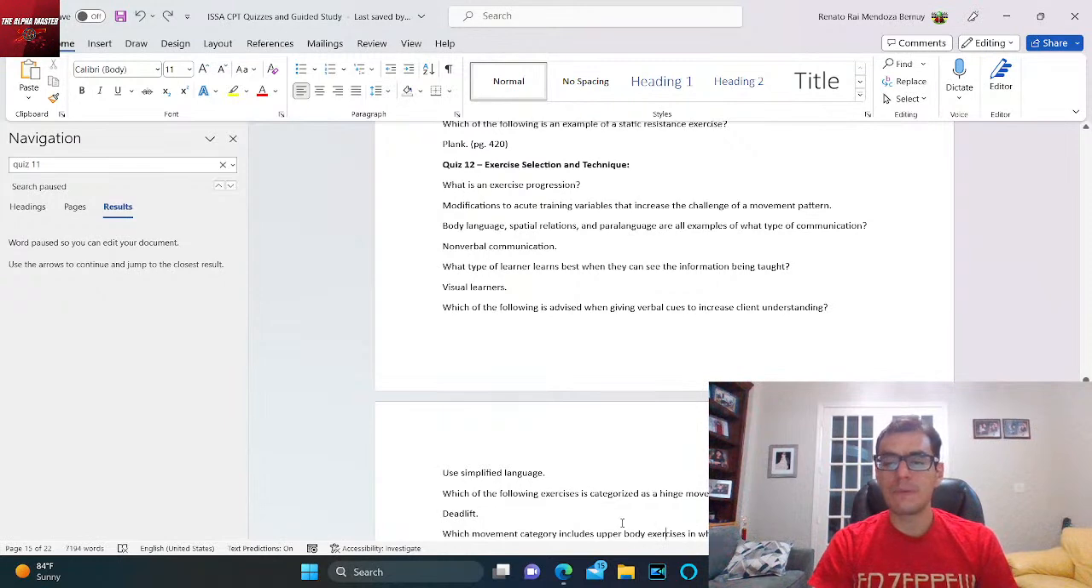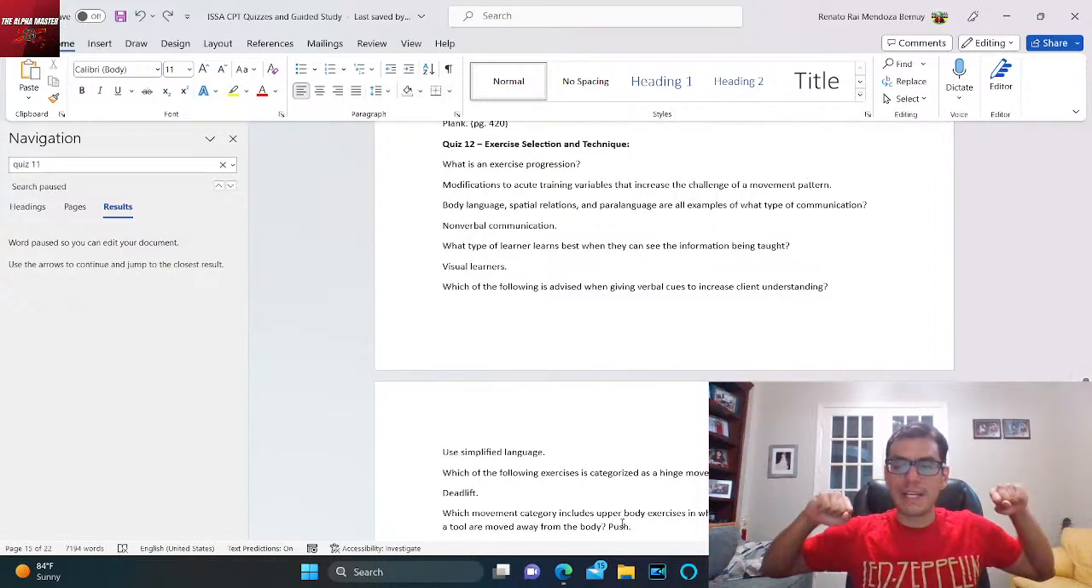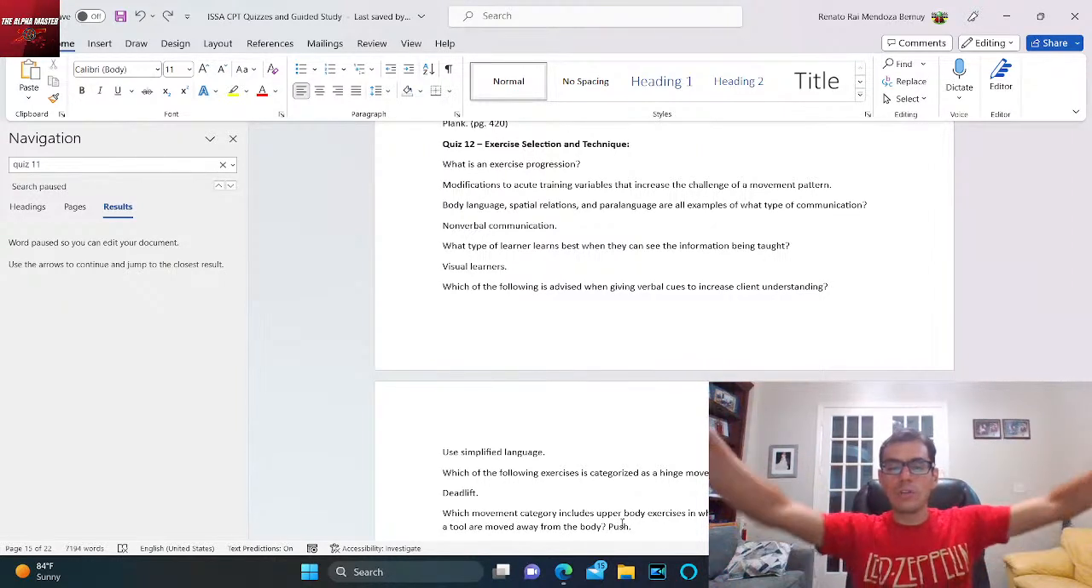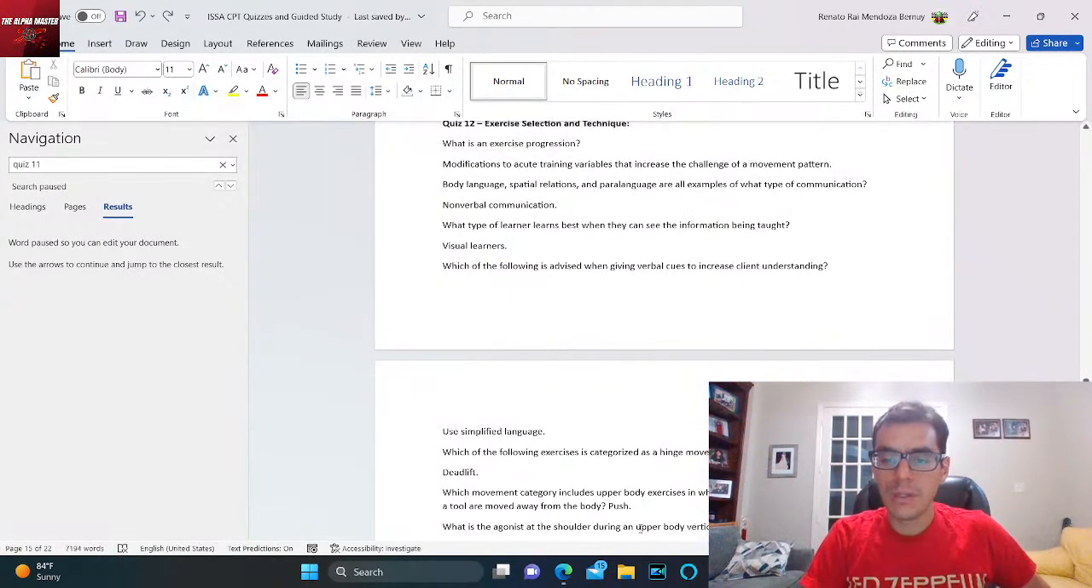Which movement category includes upper body exercises in which the arms themselves or the arms and a tool are moving away from the body? Away from the body is going to be push.